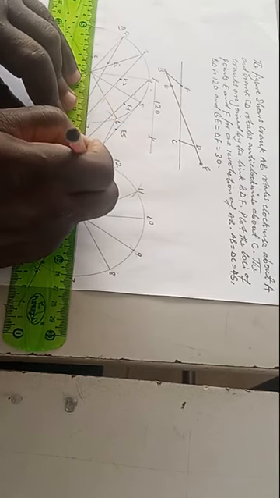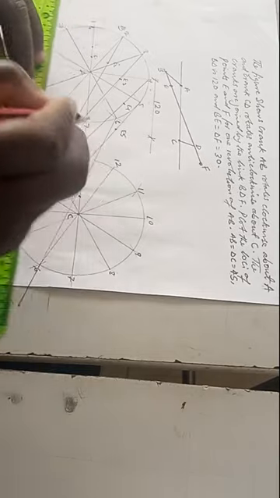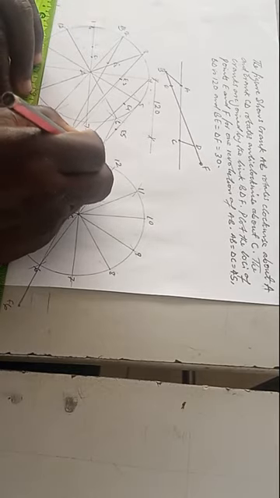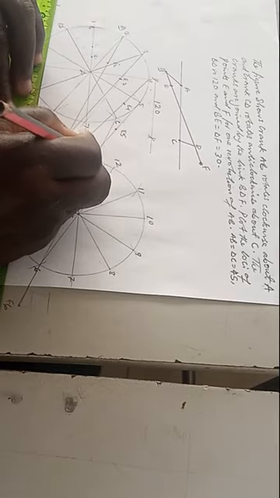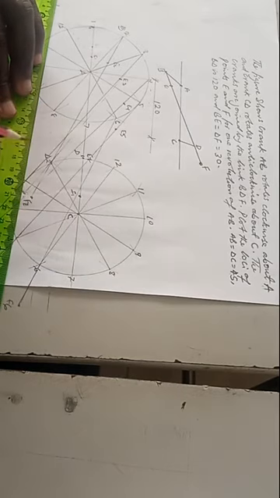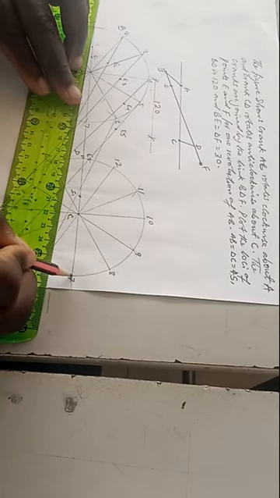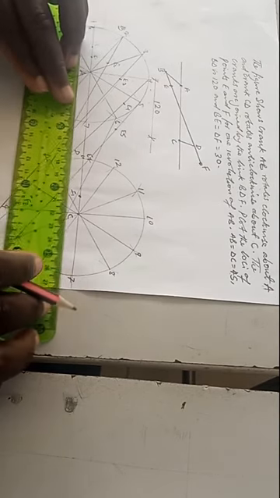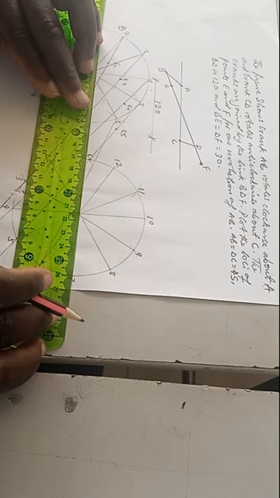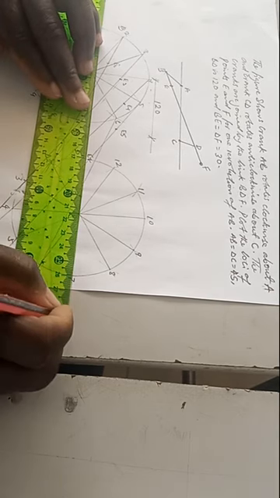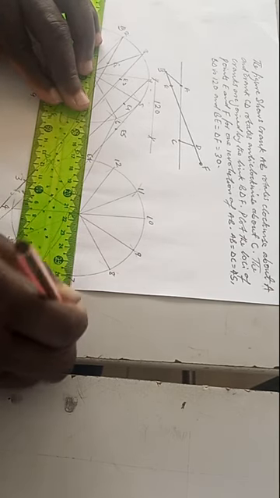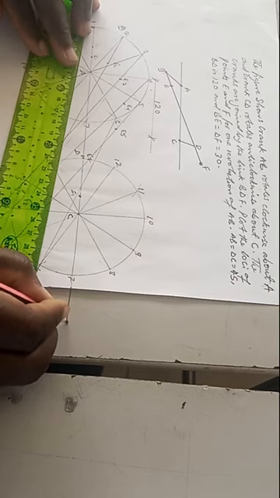1, 2, 3. This is my E7, then F7 will be along this line. This is D7, so from there you measure your F7. 1, 2, 3. It will be here. Let's extend it so it will be at this point.